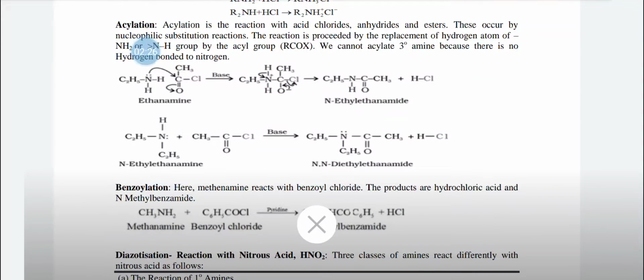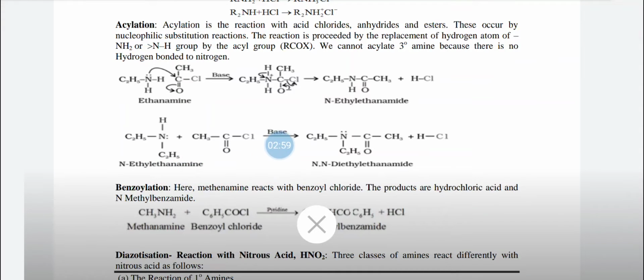First one is the acylation. Acylation is the addition of an RCO group to the amine. So here ethanamine, when reacted with acid chloride or anhydride or ester, these types of products will be formed, that is N-ethyl ethanamide. So here the lone pair present in nitrogen will be shifted to the carbon atom, and the double bond will be shifted to the oxygen atom, and in the next step HCl will be eliminated and the corresponding product is formed.